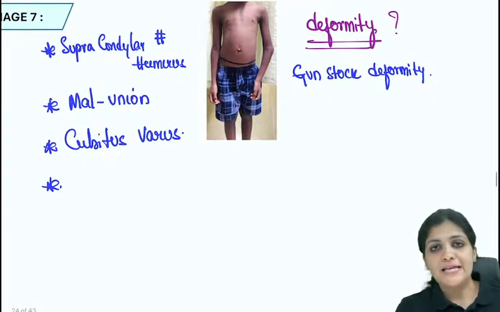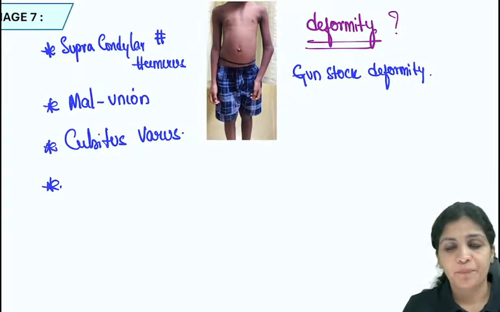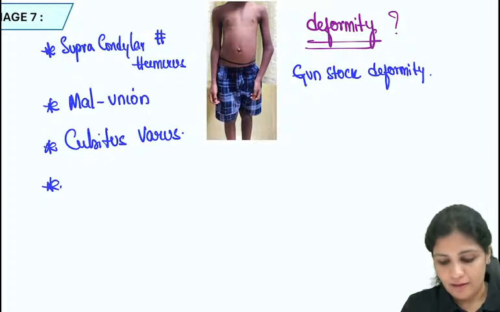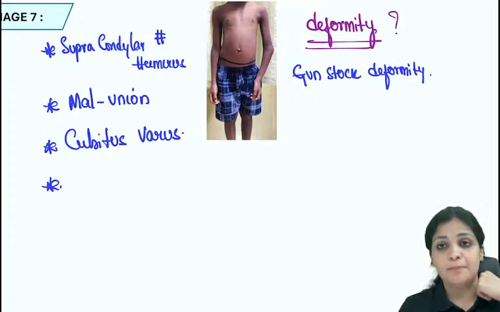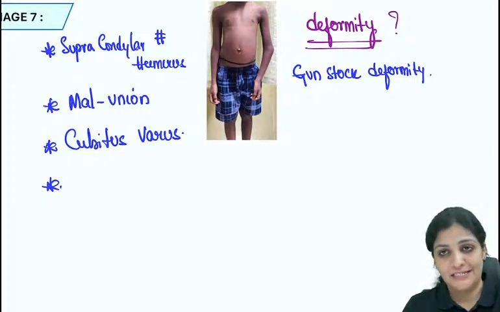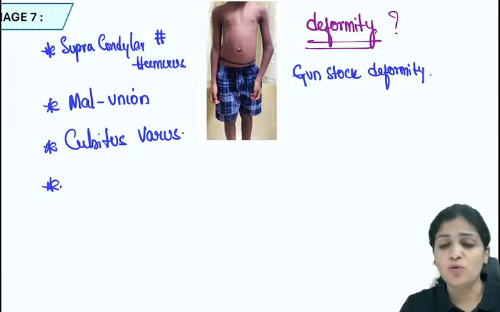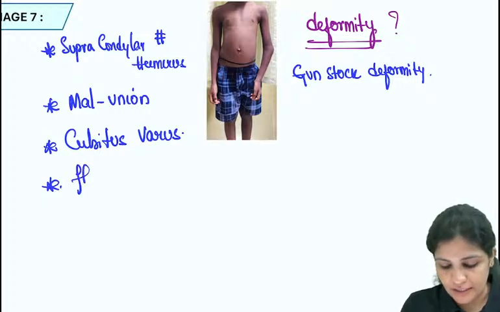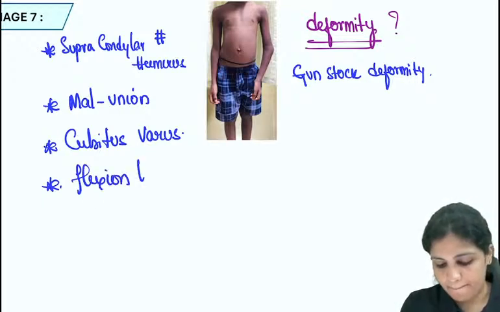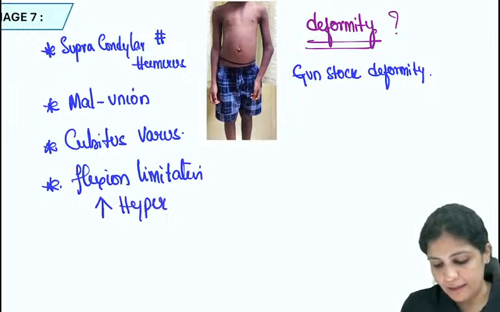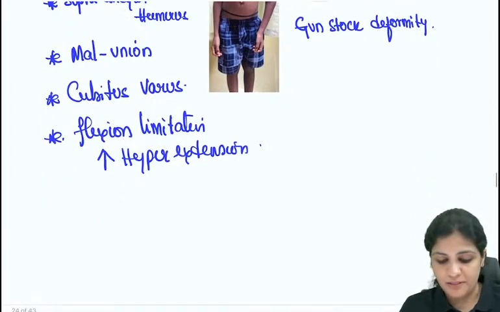And what is actually the problem with this? Flexion will be limited by this. It will be more of hyperextension. Flexion will be limited, so the patient can't eat. The most important function of the hand is to eat, right? So flexion is limited and hyperextension is increased. That is the problem. This is the deformity, right?